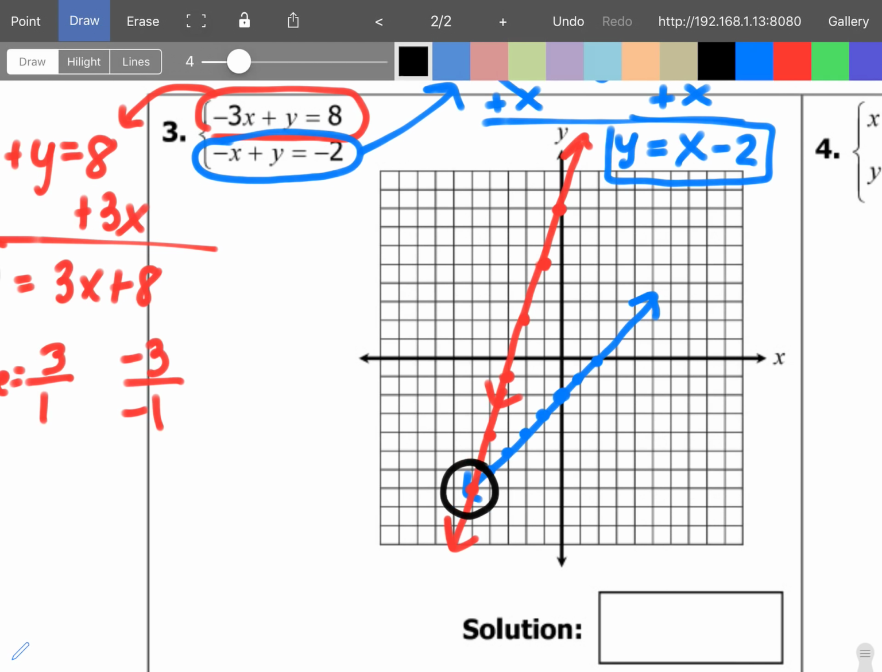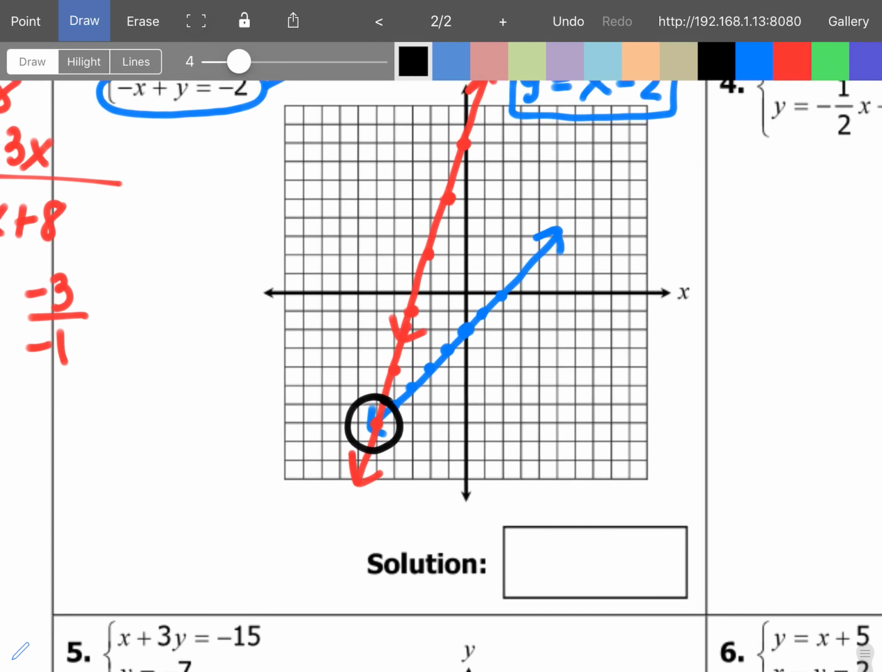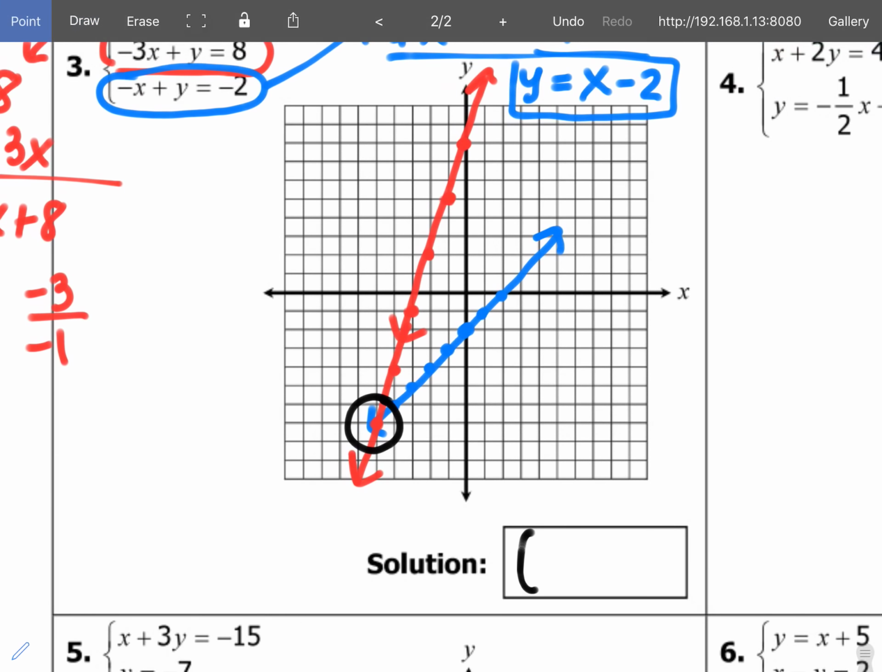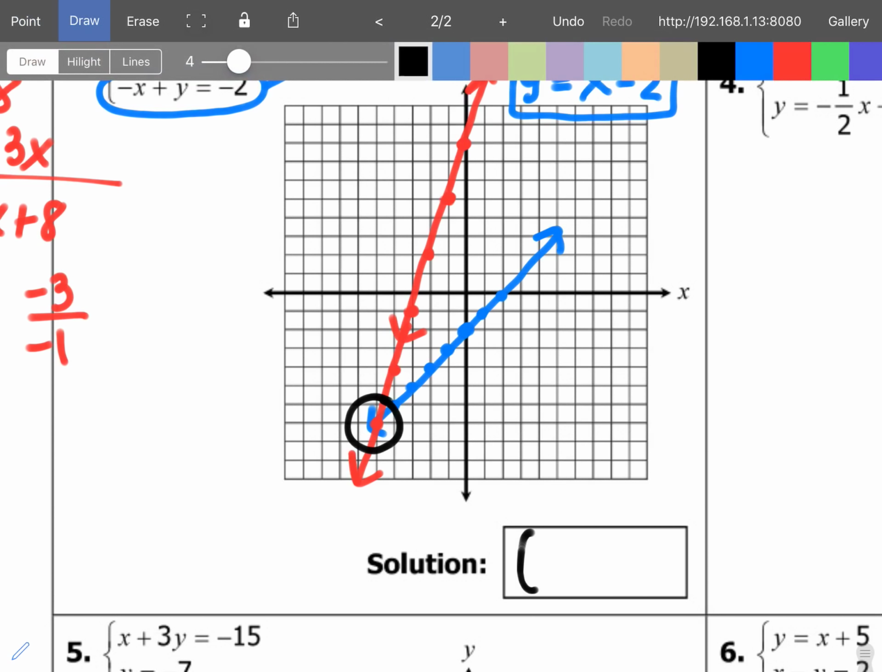Okay, so what is that point of intersection? Well, whatever it is, that's our solution. So let's find out what the x is first. The x point is negative 1, 2, 3, 4, 5. Yeah, negative 5. And then negative 1, 2, 3, 4, 5, 6, 7. So negative 5, negative 7. And that's your answer.